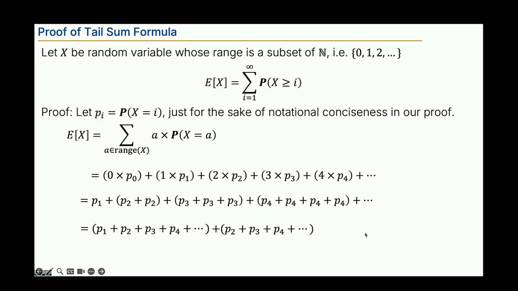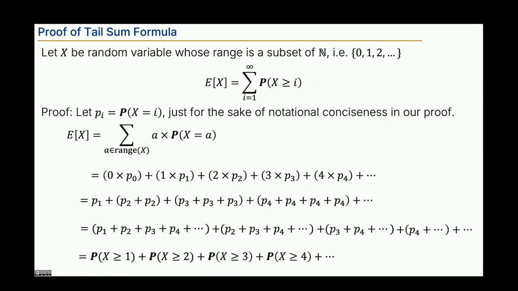The next one's going to start with what? p3, because I already used both of my p2s. So I'm using my last p3 and so forth. And if you think about what this really is, this is just the sum of the probability that X is greater than or equal to 1, the probability that X is greater than or equal to 2, and so forth.